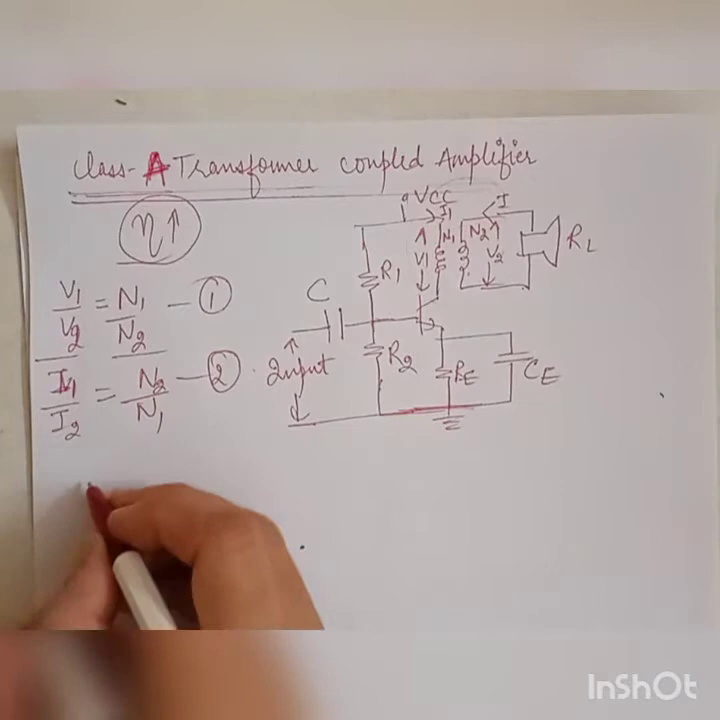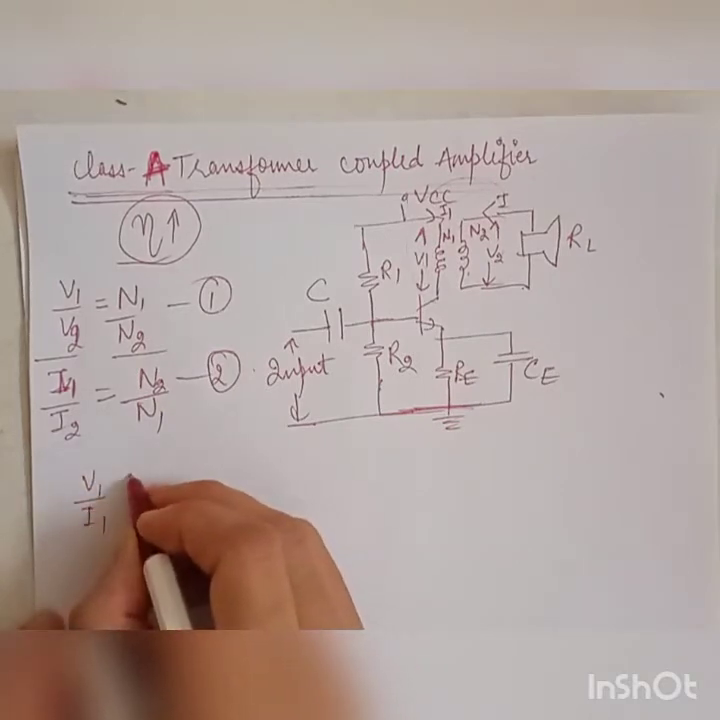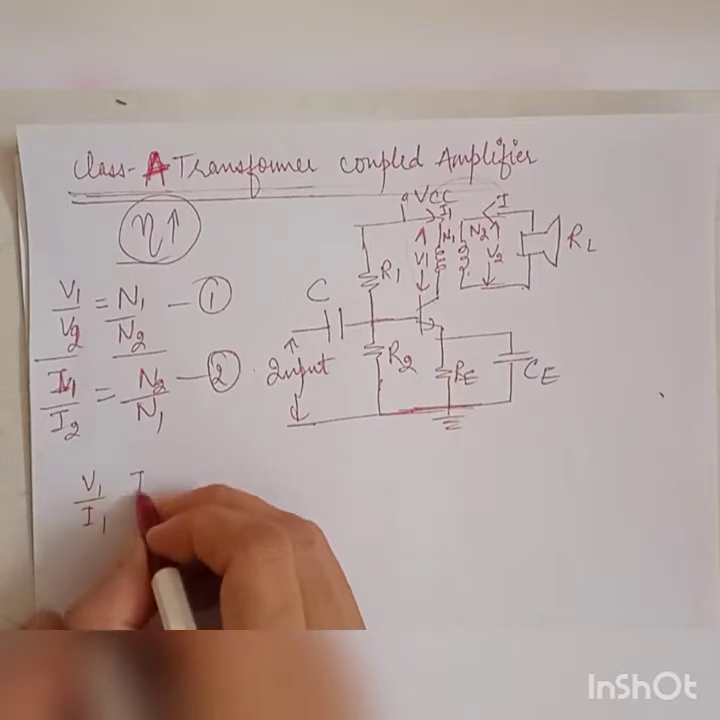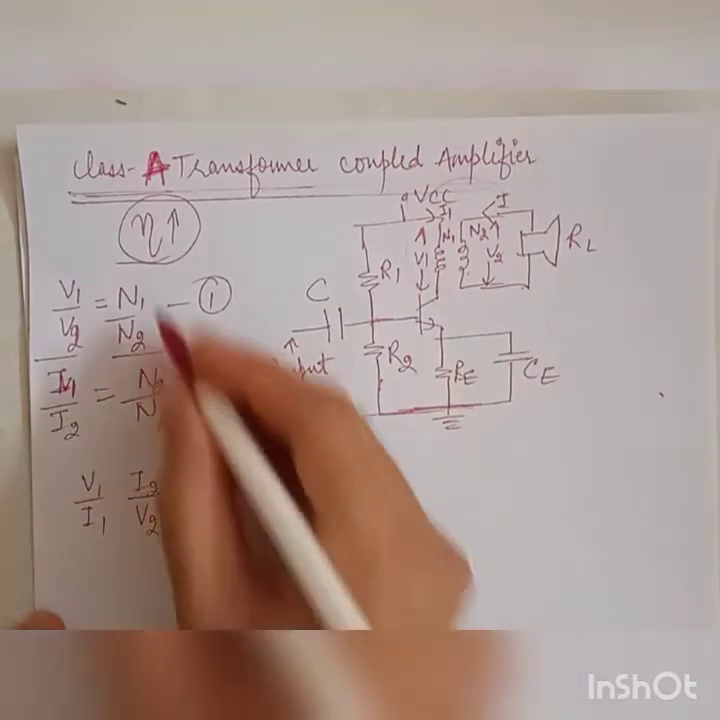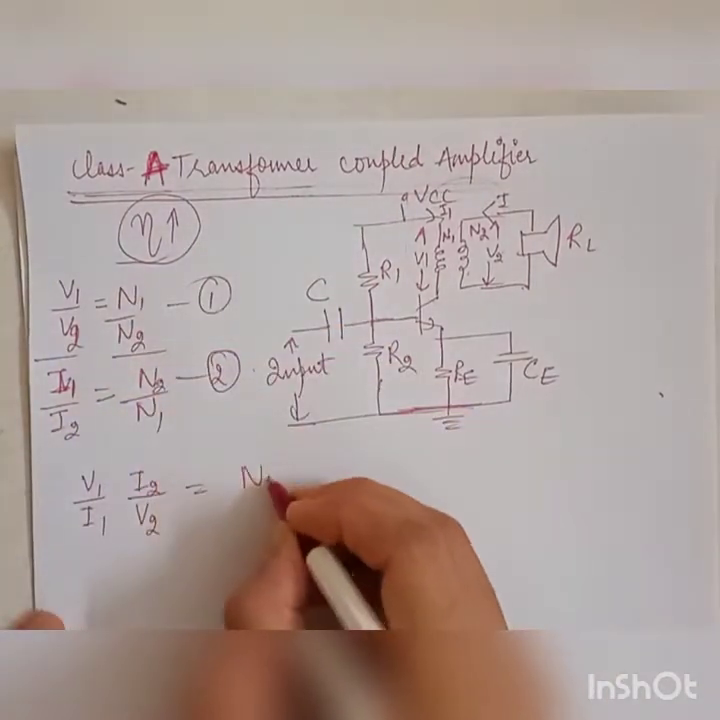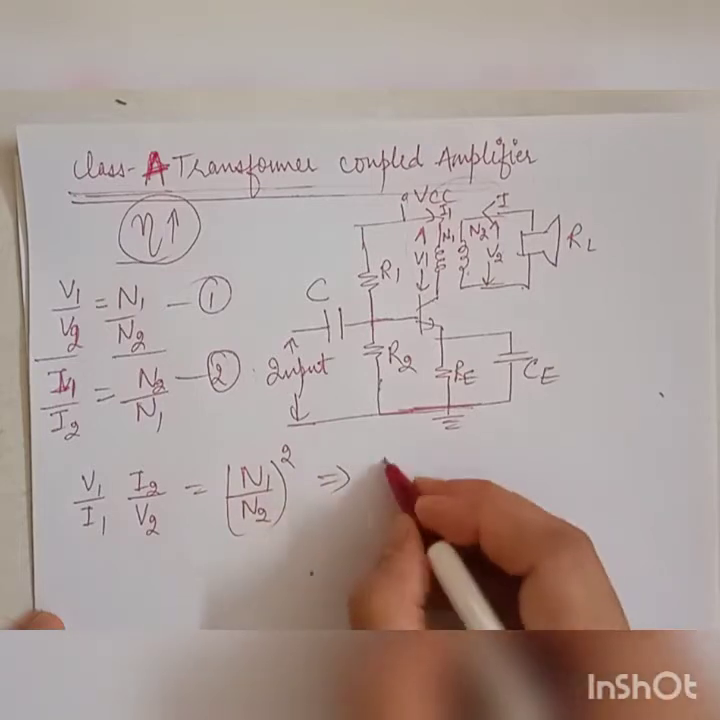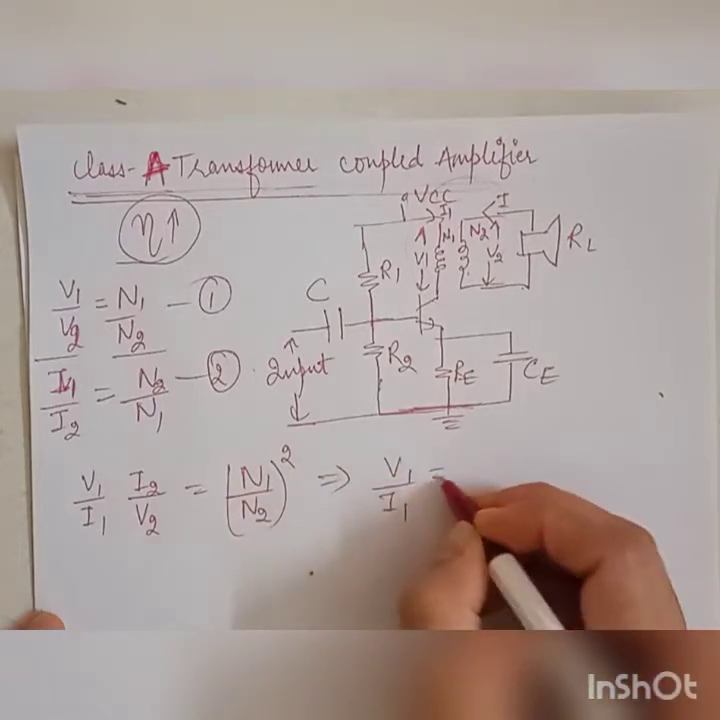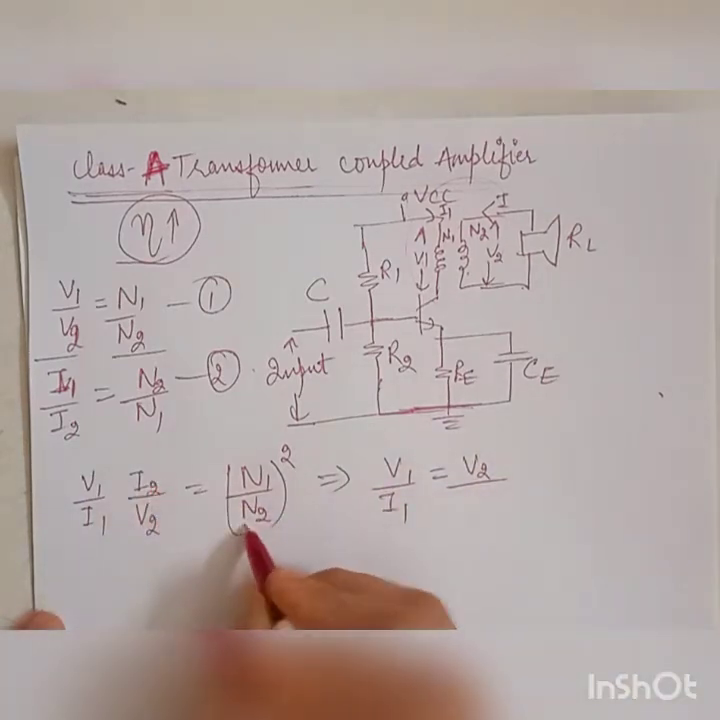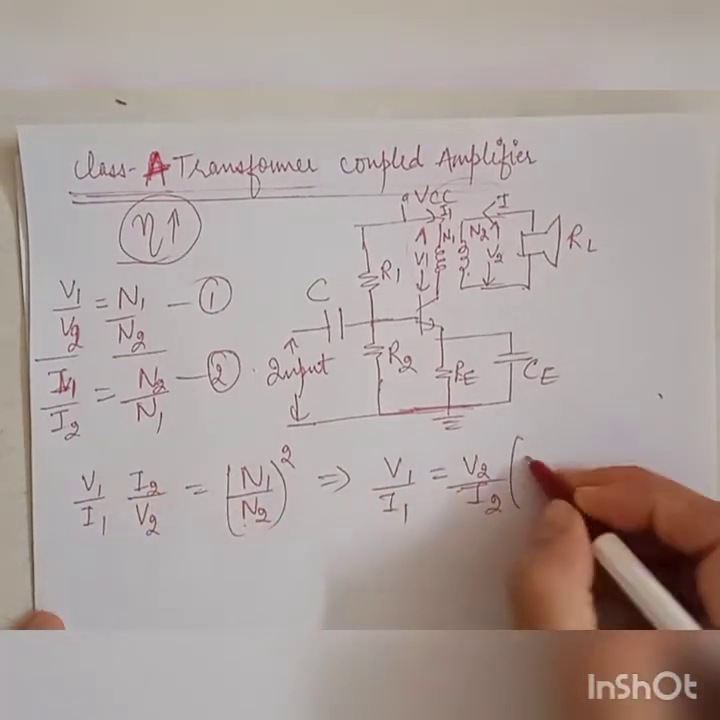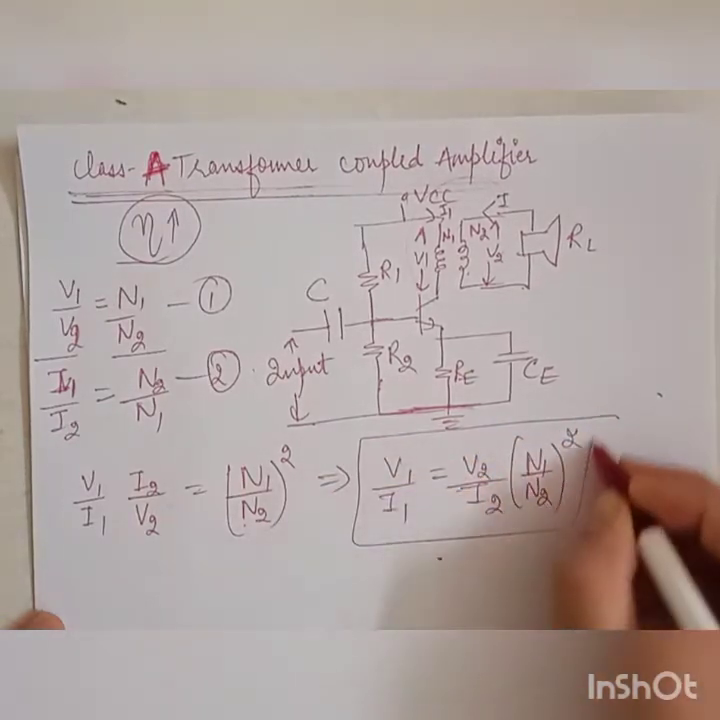Now I will divide equation 1 and 2. When I divide, I will get the equation as V1 over I1 to the value here as I2 over V2. That is equal to, here you will get N1 square. So N1 upon N2 whole square on the right hand side. Now I can write this as V1 over I1 is equal to, this V2 goes here. So V2, this I2 comes down here. V2 over I2 into N1 by N2 whole square. So this is my equation which I got.